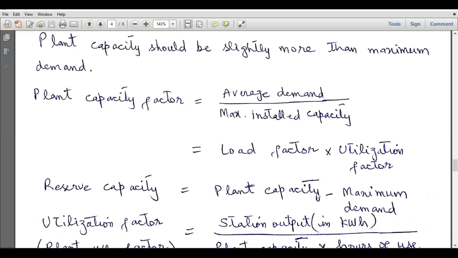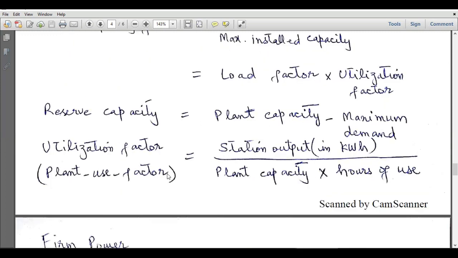For example, if we have a maximum demand of 10 kilowatt, we have to install a power plant which is slightly more than 10 kilowatt. So the plant capacity can be 12 kilowatt if we have a maximum demand of 10 kilowatt, and the ratio of this average demand to maximum installed capacity is called plant capacity factor.